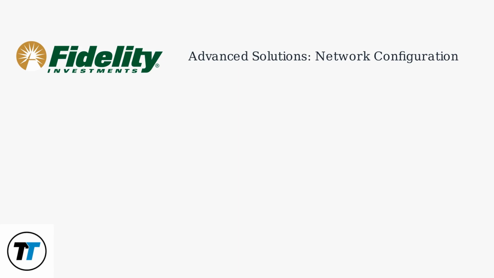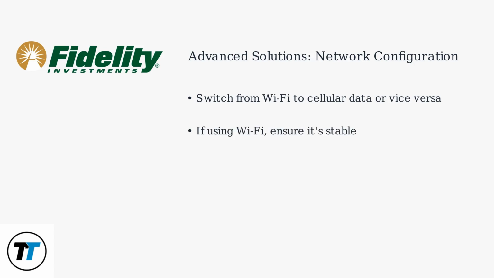If the basic fixes don't resolve the error, focus on your network setup. Start by testing different connection types and checking for stability. Try switching from Wi-Fi to cellular data or from cellular to Wi-Fi. This can bypass issues with your current connection. For Wi-Fi connections, verify the signal is strong and stable. Weak connections can interrupt the secure link.